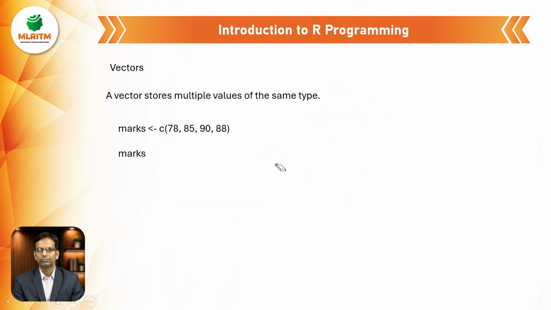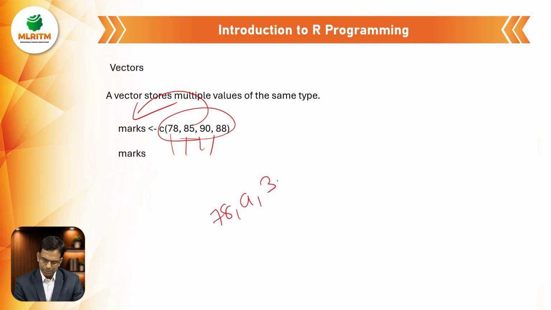Next we have vector. A vector specifies what? A group of data that must belong to the same type. This is a group of data. All numbers are there. They all belong to one type. For example, 78 comma a comma 3.0 comma 90 comma 88.